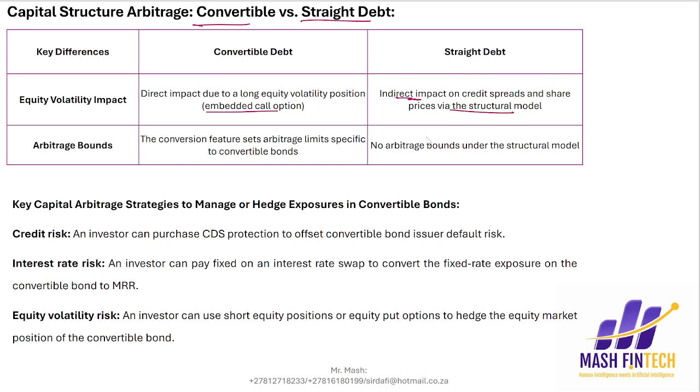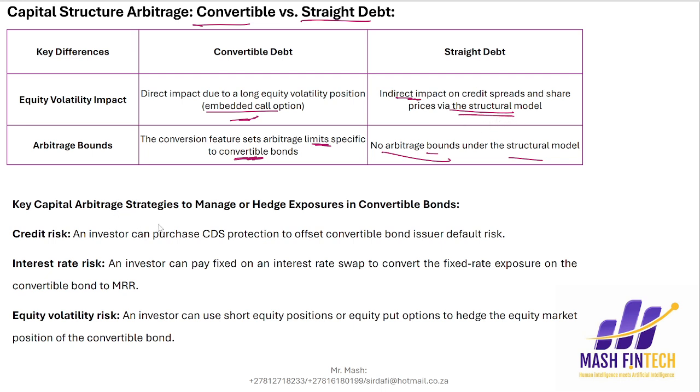Okay. And then the arbitrage bounds: the convertible bonds have arbitrage bounds. They are limited because of the convertible bond conditions. For the straight bonds, there are no arbitrage bounds under the structural model. So straight bond, no arbitrage bounds. Convertible bonds, the conversion features set arbitrage limits. Volatility: convertible bonds tend to benefit because of the embedded option. They benefit because if it's very volatile and the price of equity continues to go up, people are going to convert. But for straight bonds, the impact is indirect through the structural model.